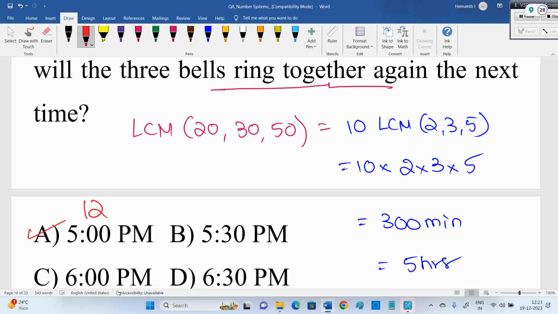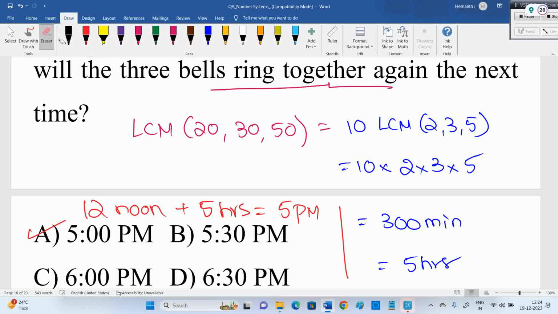So 12 noon plus 5 hours, so we got 5 p.m. as the answer.